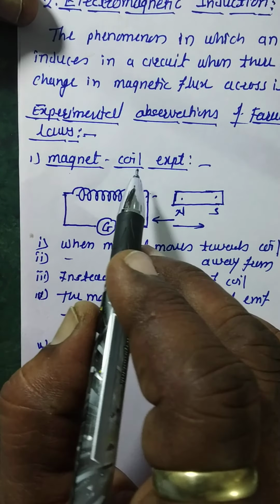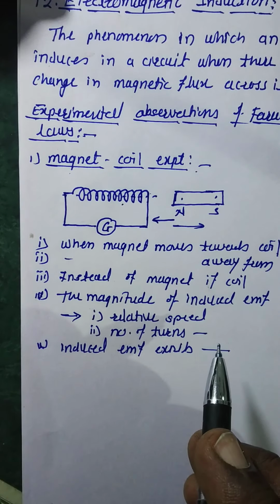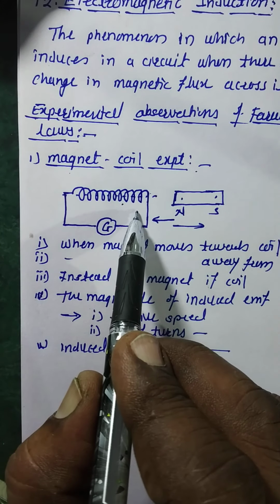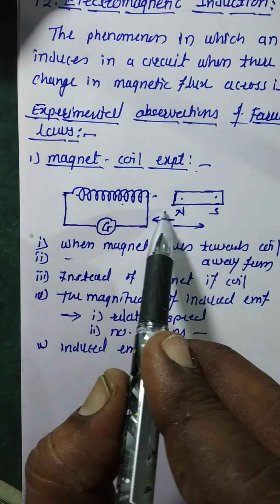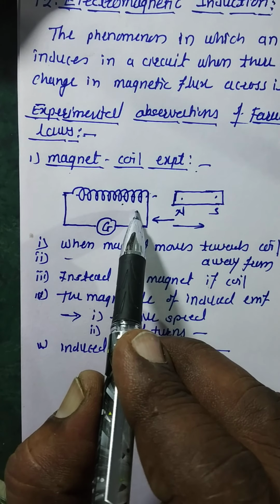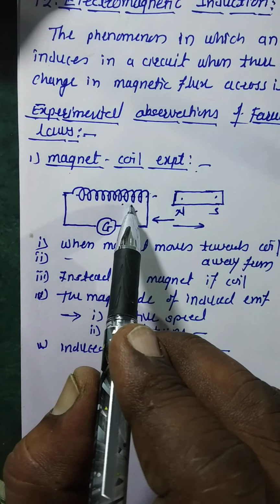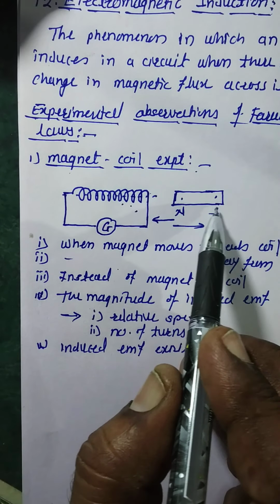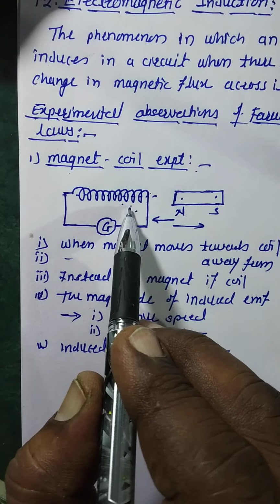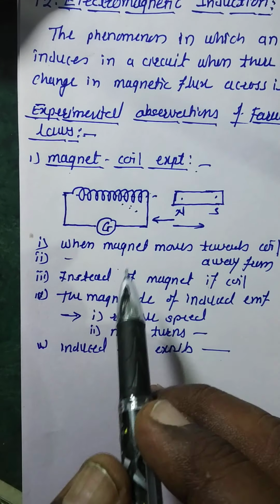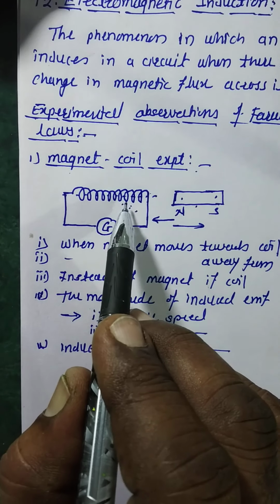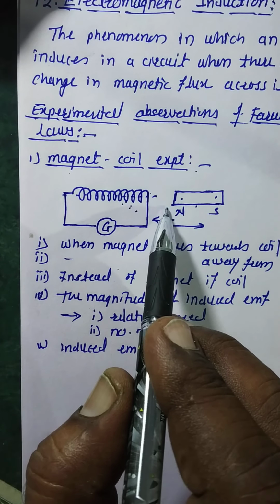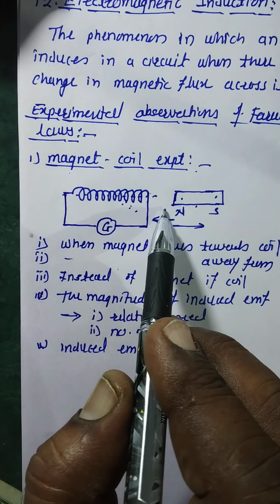This is magnet coil experiment. Observations बघा, when magnet moves towards coil, then current flows through coil and galvanometer shows deflection. Second, when magnet moves away from coil, then again galvanometer shows deflection, but in opposite direction. Third one, instead of magnet, if coil moves towards or away from magnet, then again galvanometer shows deflections, but in opposite directions.